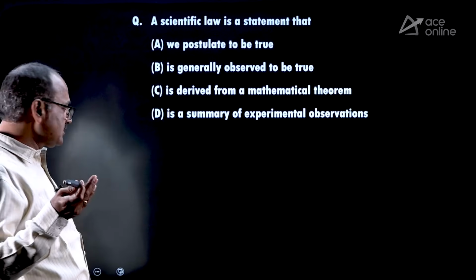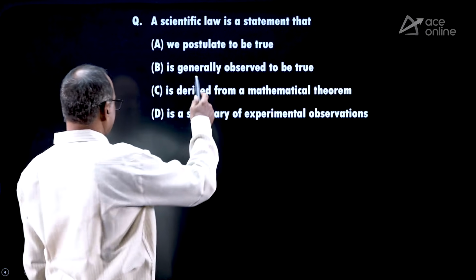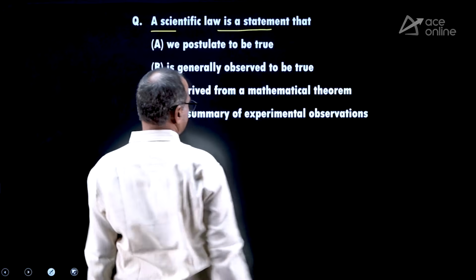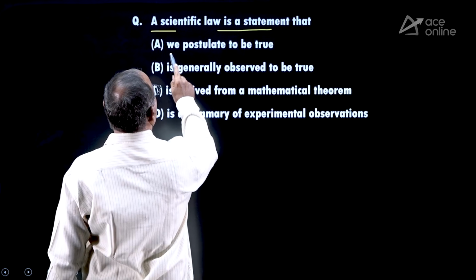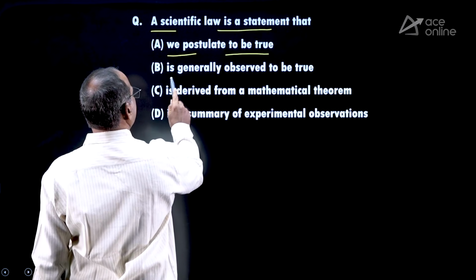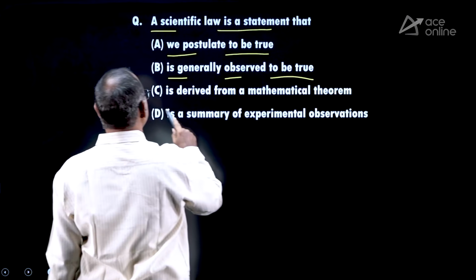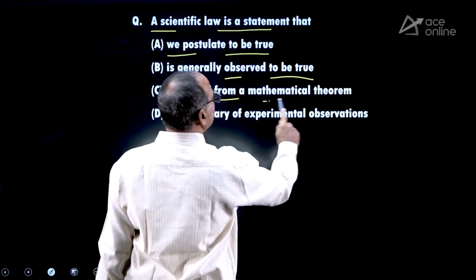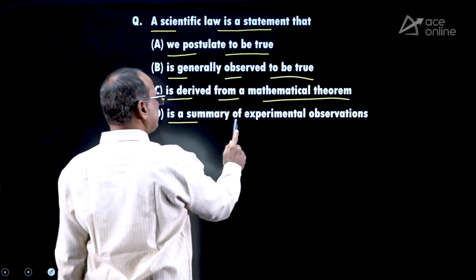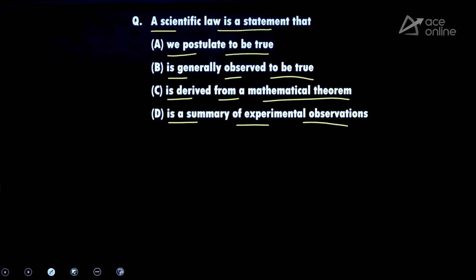These are all the different questions asked in different competitive exams. A scientific law is a statement that A, we postulate to be true, B, is generally observed to be true, C, is derived from the mathematical theorem, D, is a summary of experimental observations. There is no mathematical relations for any thermodynamic laws. All thermodynamic laws are completely based on experimental observations. I explained to you clearly by the time we were discussing the laws of thermodynamics.